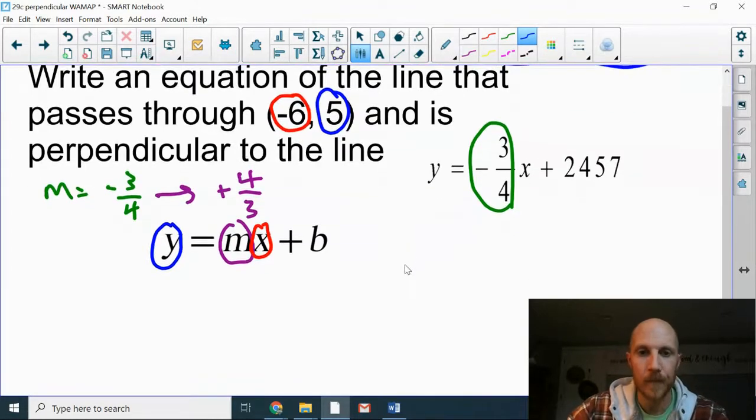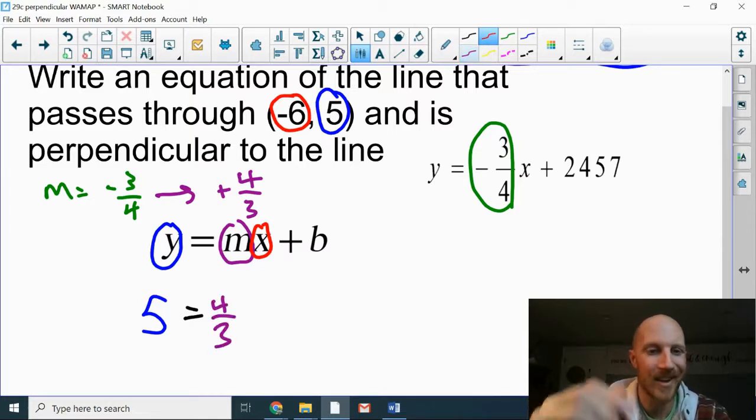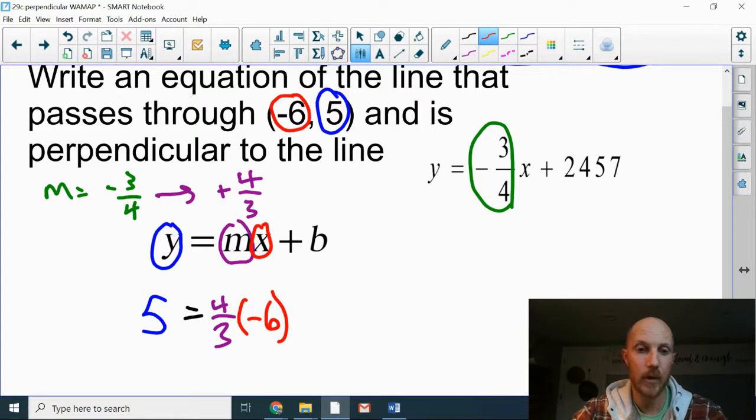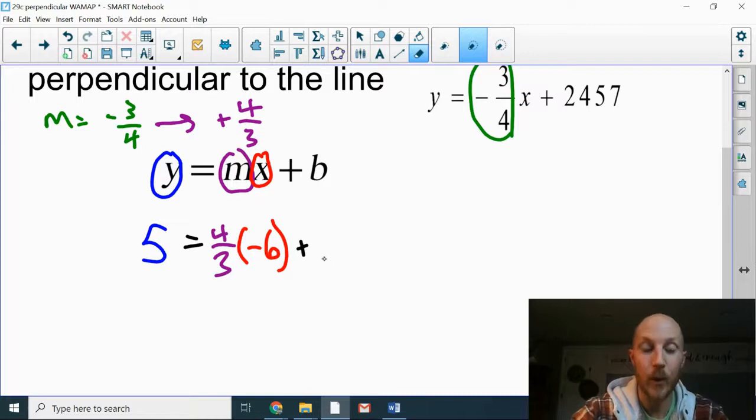Okay, so here goes. We'll take that blue 5, that's going to go into the y spot. This purple slope, 4/3, goes into the slope spot. That gets multiplied onto the red negative 6. I'll use parentheses to keep the negative sign attached to the 6 and also to indicate multiplication all at the same time. And then plus b at the end. So that is a b, not a 6. I could write it as a capital B just so we know it is a b and not a 6 or something else.